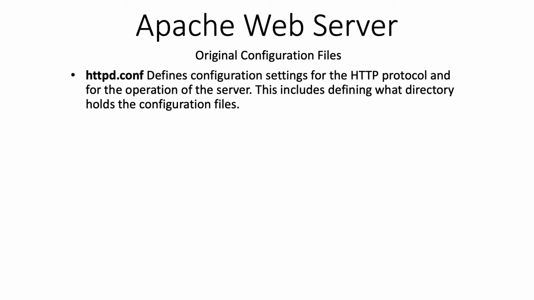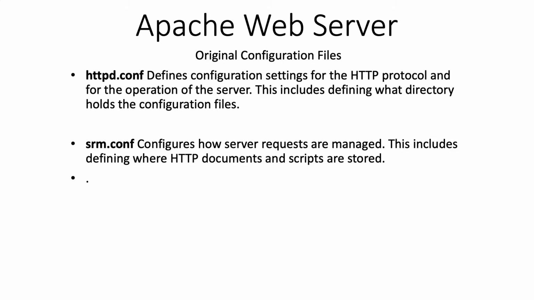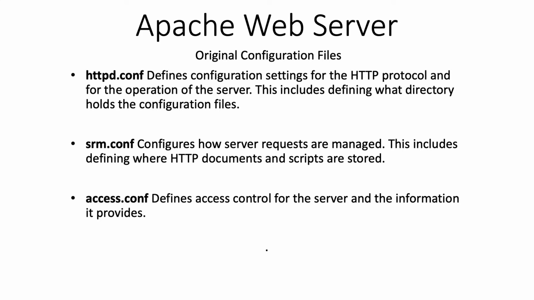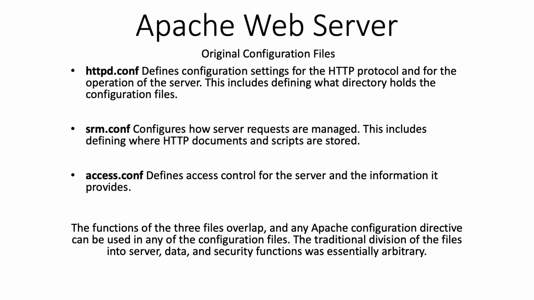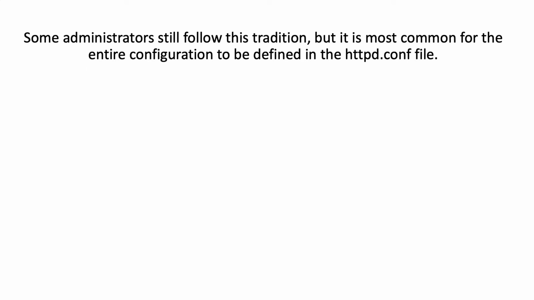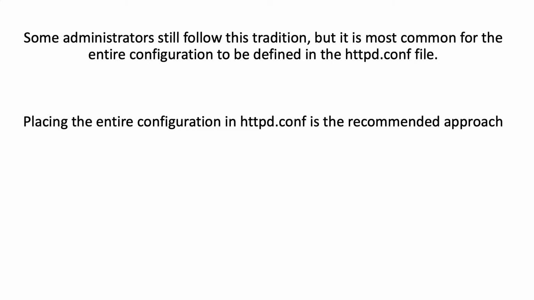Okay, in Apache Web Server, the original configuration file, httpd.conf, was to define the configuration settings for the HTTP protocol. There was an srm.conf file that configures how the server requests are managed, and an access.conf that defined the access controls for the server. The functions were set up by Apache as they were developing, thinking that you would have server data and security functions. It was essentially arbitrary, and everybody's got to have a plan, and that was theirs. Some administrators still follow that tradition, but the most common is for the entire configuration to be defined in the httpd.conf file. Placing the entire configuration in the httpd.conf is the recommended approach.